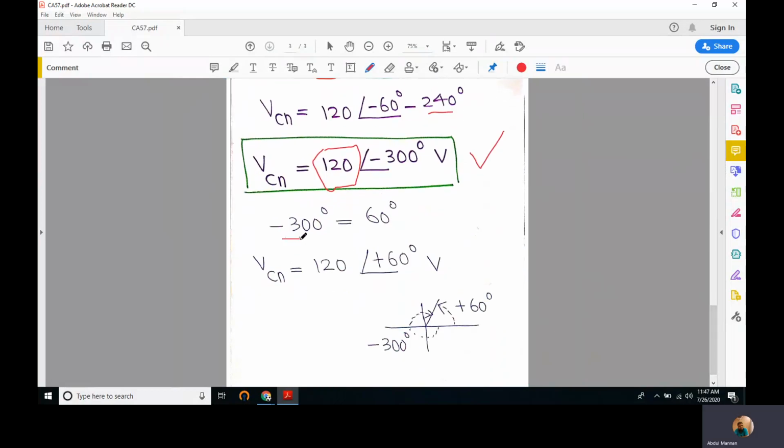And there is another important point to note, that minus 300 degrees takes us to a point where we are reached by moving 60 degrees counterclockwise. It takes us to the same point. And this is the same point where we reach by moving 300 degrees clockwise. Right. So VCN can also be written as 120 volts at an angle of plus 60, because minus 300 is the same point as plus 60.